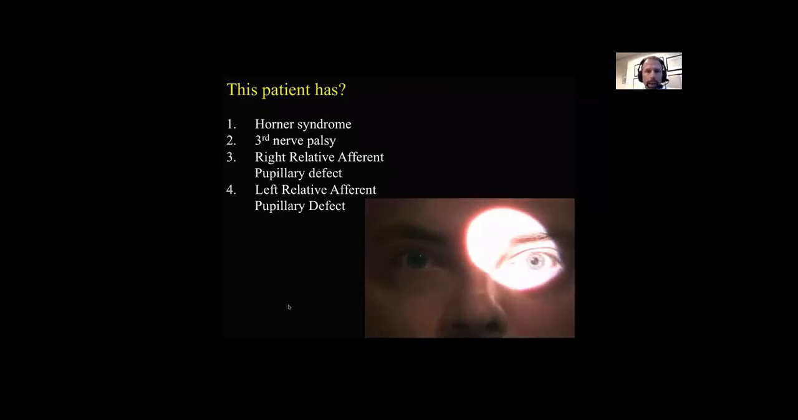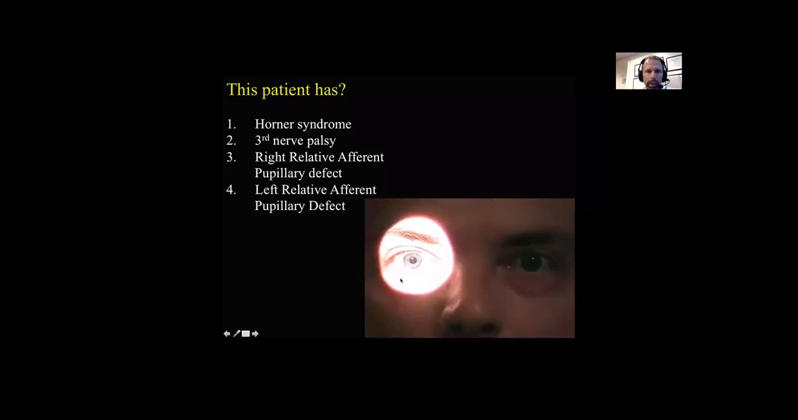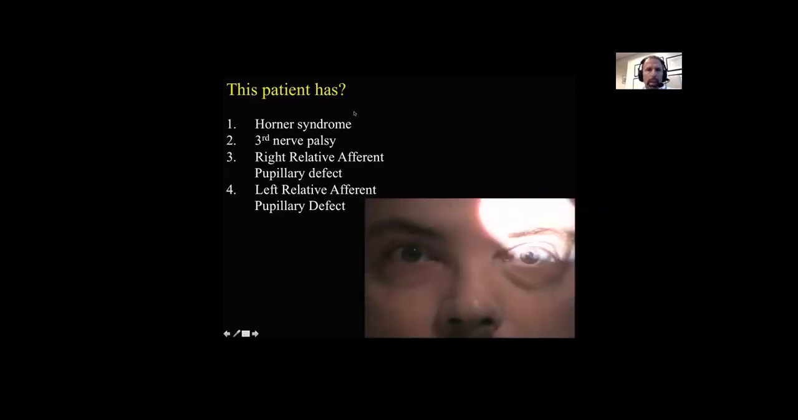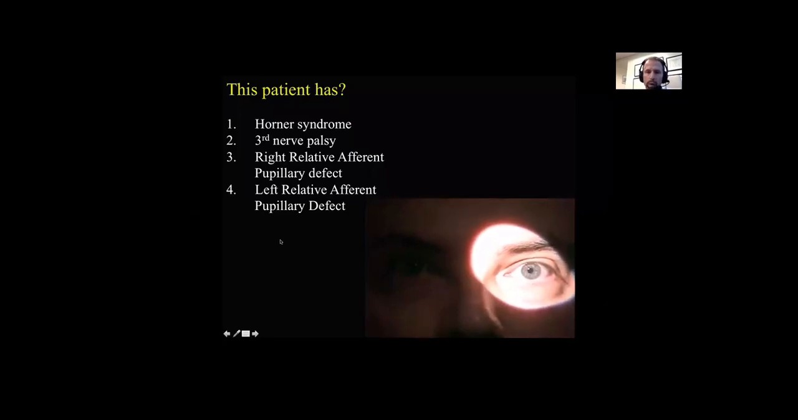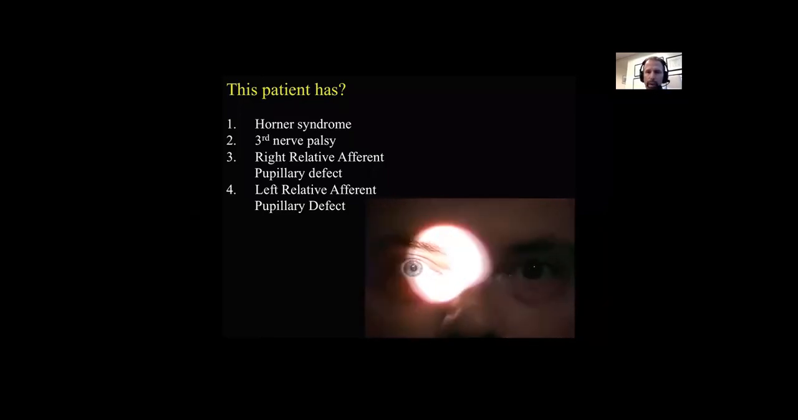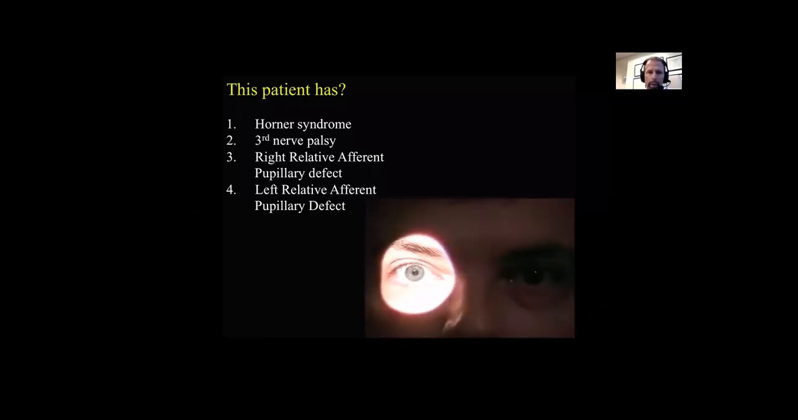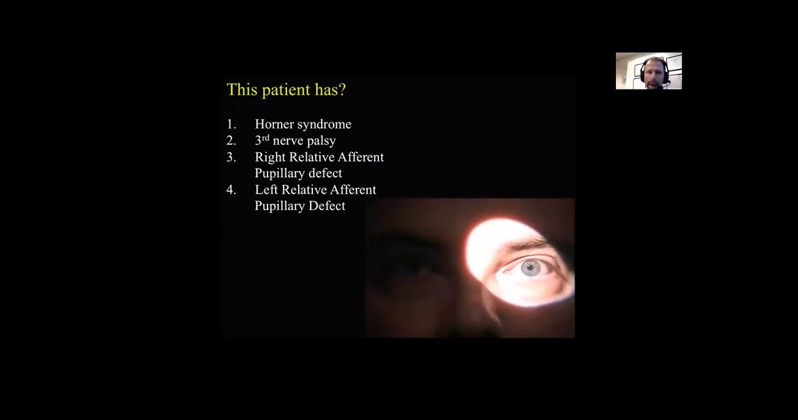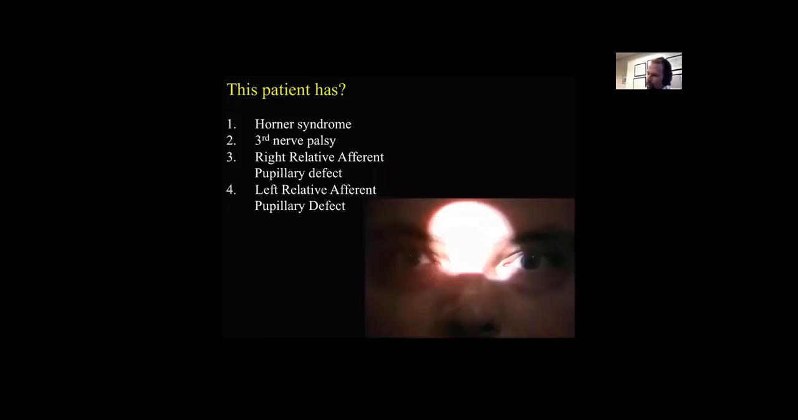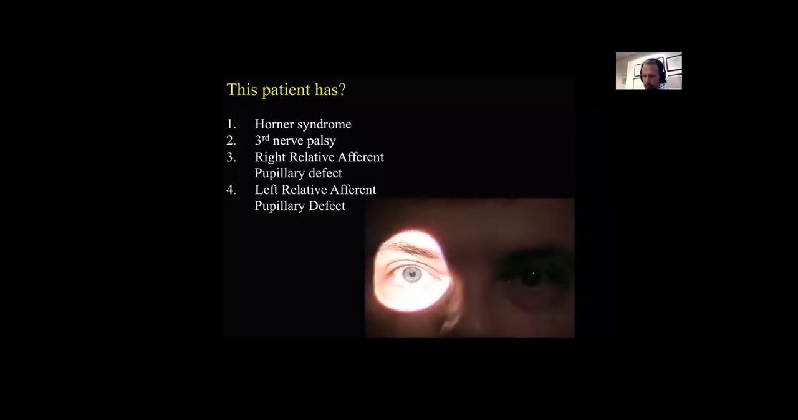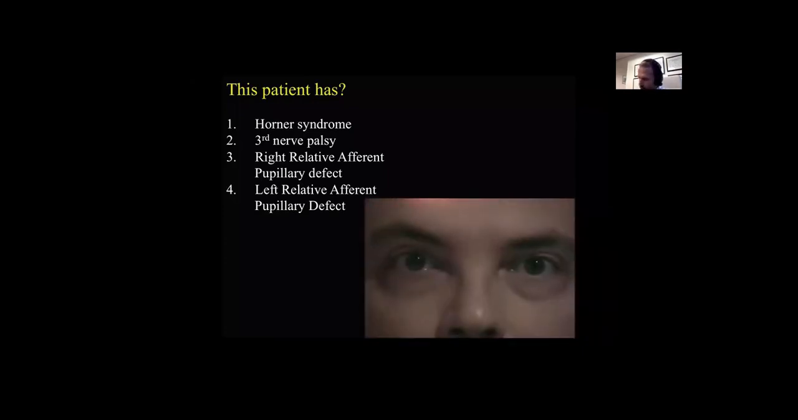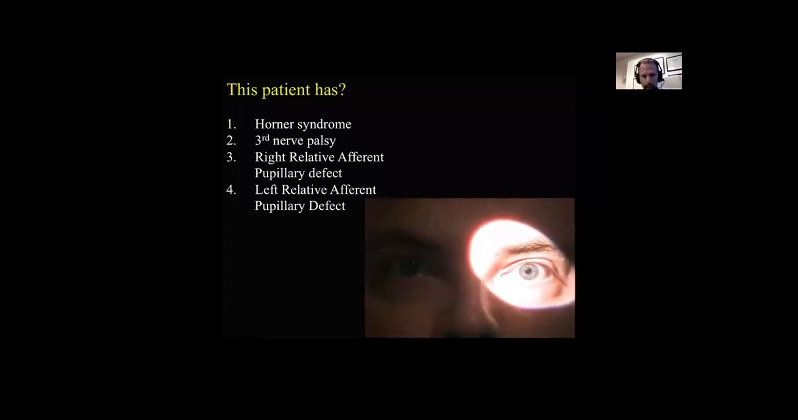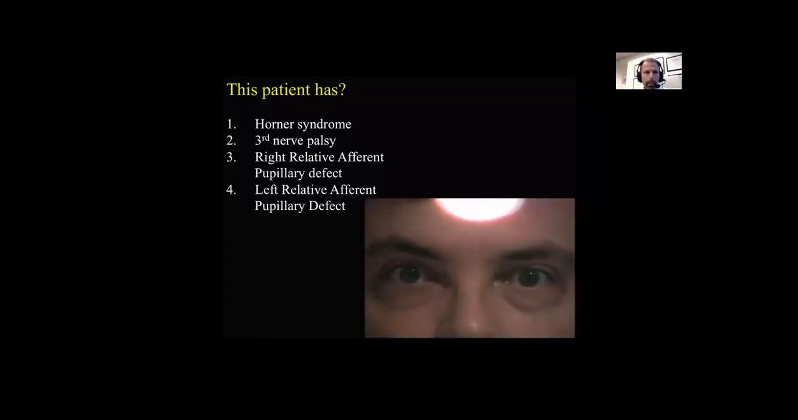This is a right relative afferent pupillary defect, and I'm going to get back into the screen so you can see. We'll talk more about this, but as we swing the light from the left pupil to the right, the pupil dilates. We'll swing it back, and the left pupil constricts. So this is a right relative afferent pupillary defect. We'll be talking about this in more detail, but I just wanted to gauge. Very good, 78% of you got that correct.